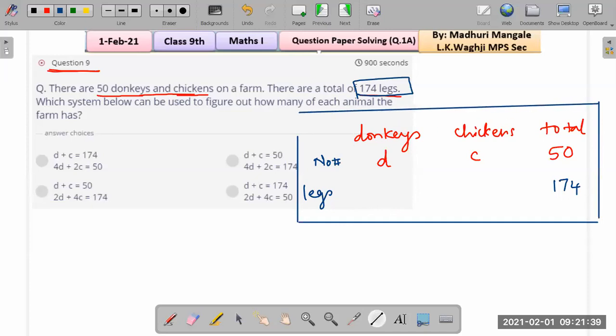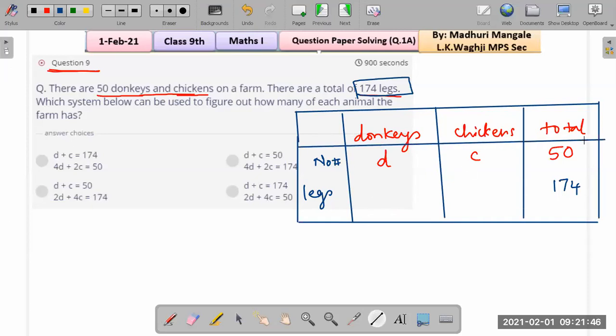Yes, students, always the simplest way to get the equations is to imagine or look at the question in a table format like this. Okay, and you will get the equations easily. Now, legs. So donkey has how many legs? 4 legs. Chicken has how many legs? 2 legs, right? So how to get the equation on the legs?